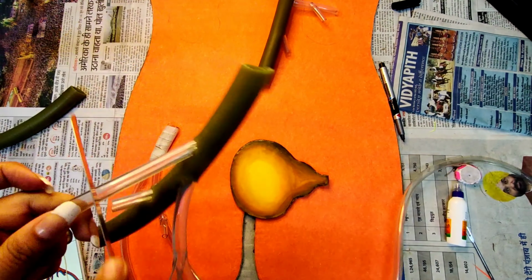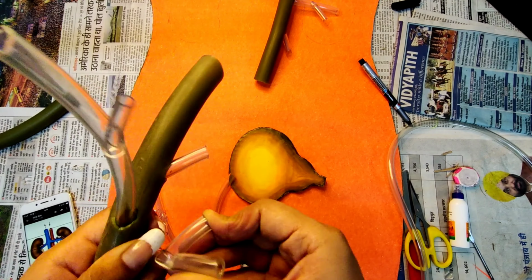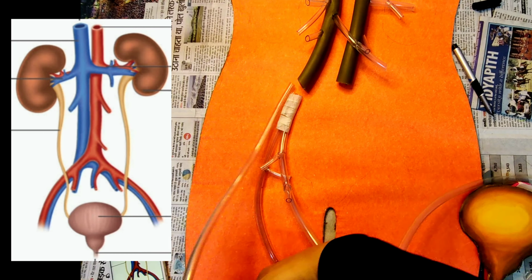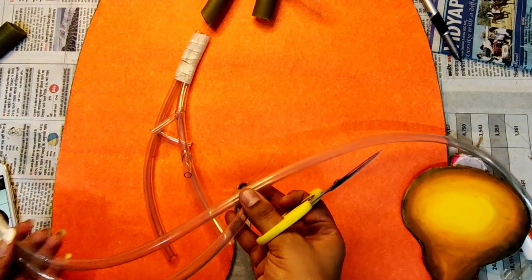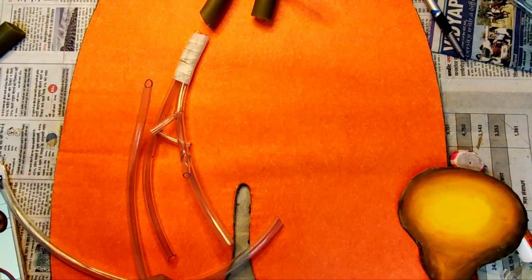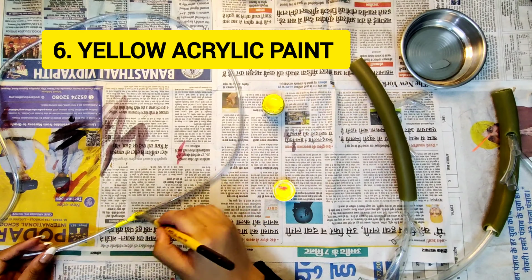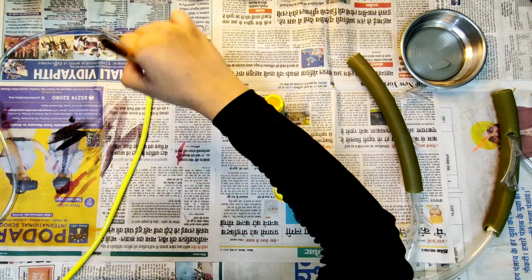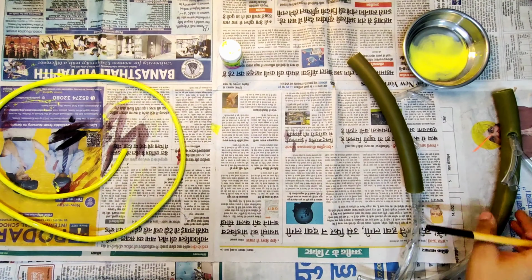After completion of the arteries and veins, let's make the ureter of the excretory system. Here are two ureters. For that we need to take a long transparent pipe, cut it in two parts and start painting it with yellow or any kind of vibrant color. Here I am using acrylic yellow color. You can even use watercolor if you don't have acrylic.